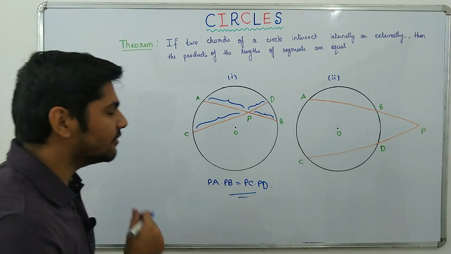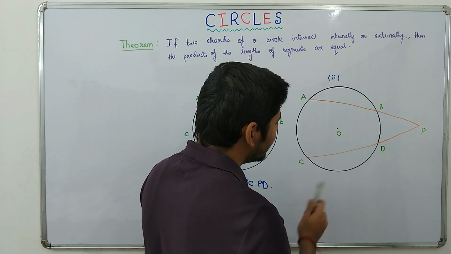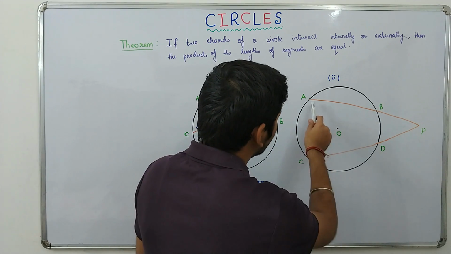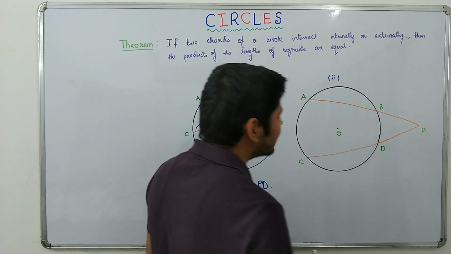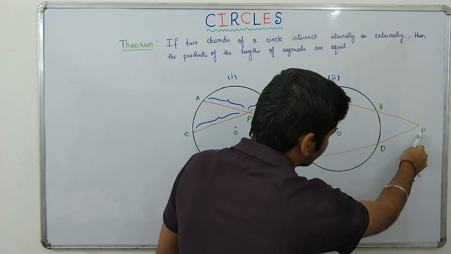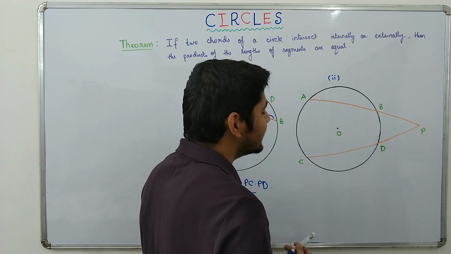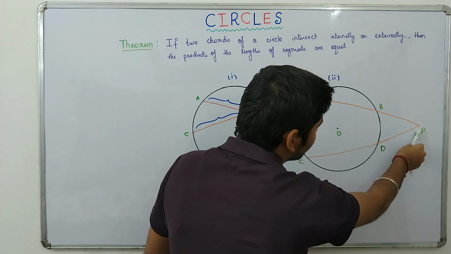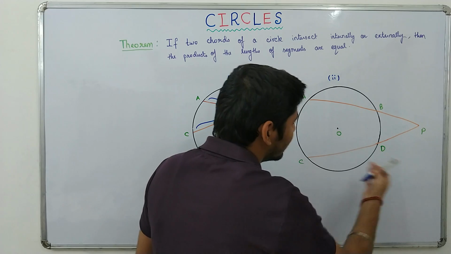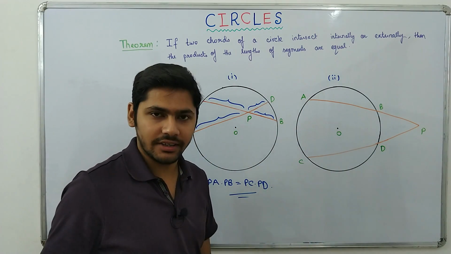Now we move on to the second figure. In the second figure we have a circle and two chords, chord AB and chord CD. Now both these chords are intersecting at the point P. So that means these chords are intersecting externally. You can see that point P, that means the point of intersection, is outside the circle. So they are intersecting externally.